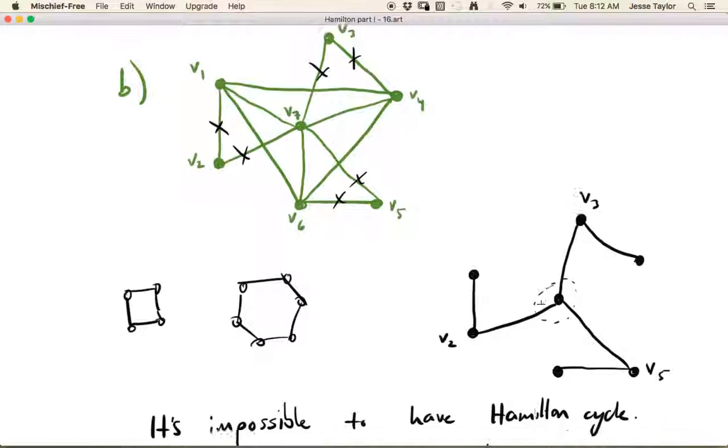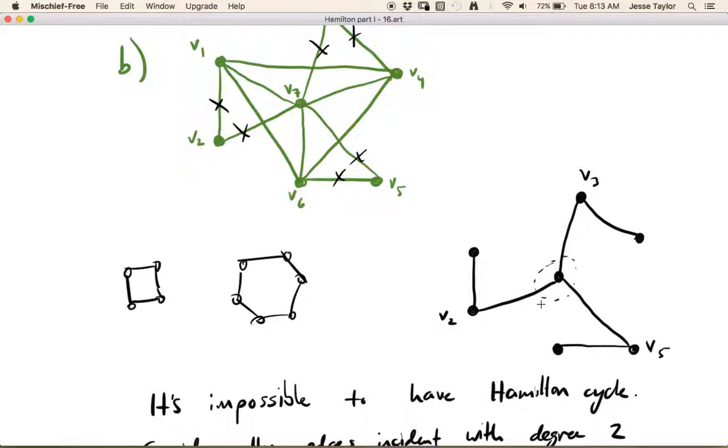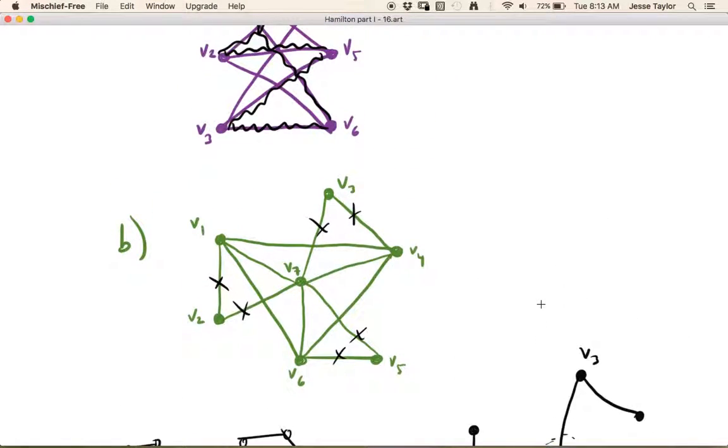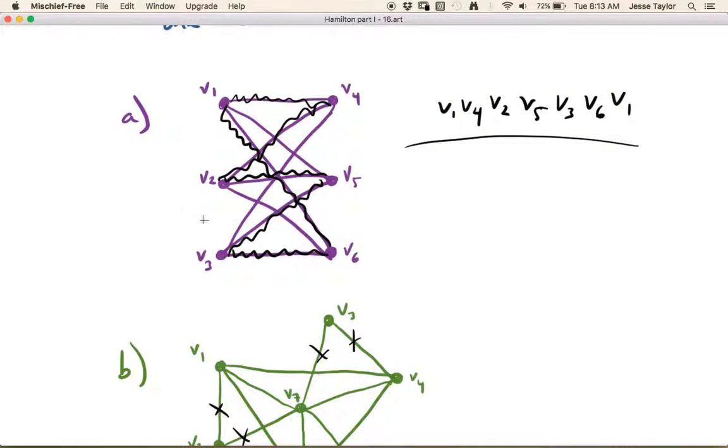So this is our brief introduction to Hamilton cycles, and there's going to be a part 2 where we talk a little bit about how you can determine when a graph does or does not have a Hamilton cycle, other than just finding one, like we did here in the purple graph. So that's the end of this video.